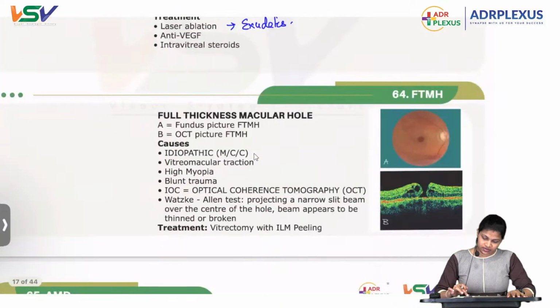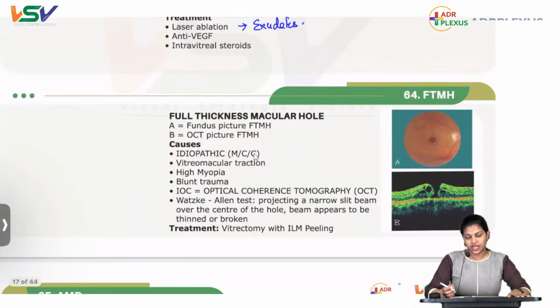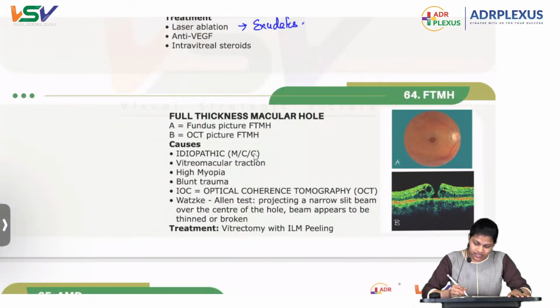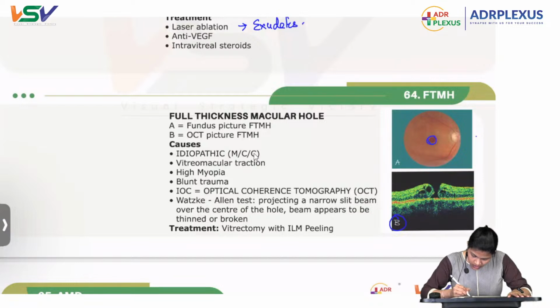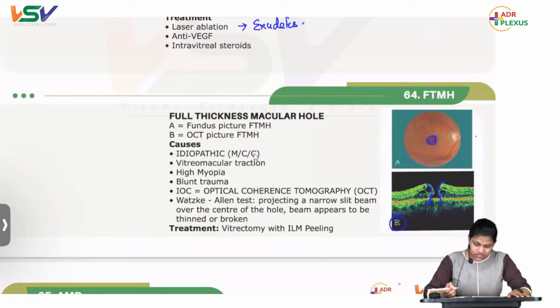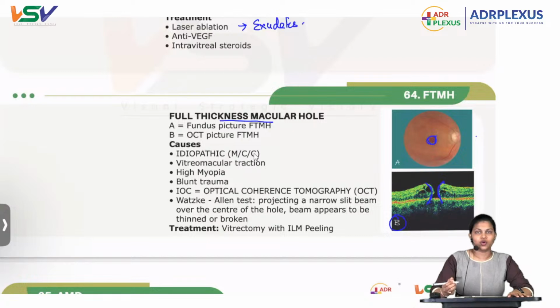Now coming to VSA 64. If you can see this diagram, then you have a specific thing. What you see here is a fundus picture, and what you see in B is an OCT. Now remember OCT, think of macular pathology. Okay, so just see in the first one, you can see that there is a hole over the macula. It is not normal. And when you come to the OCT, there is a full break here. Okay, so this is a full thickness macular hole. Most common cause is idiopathic.